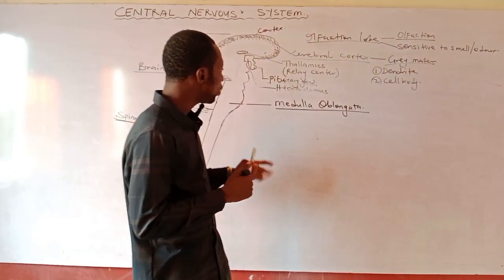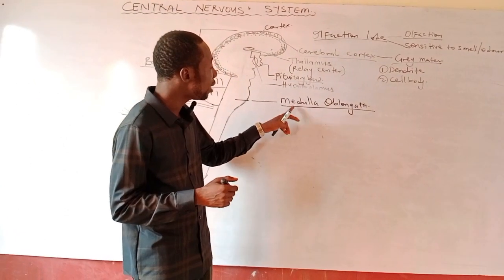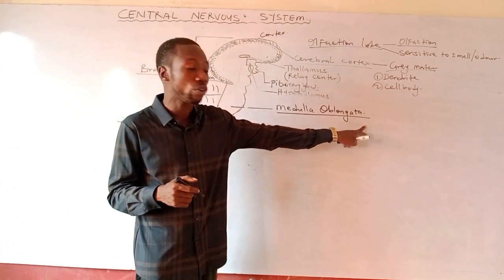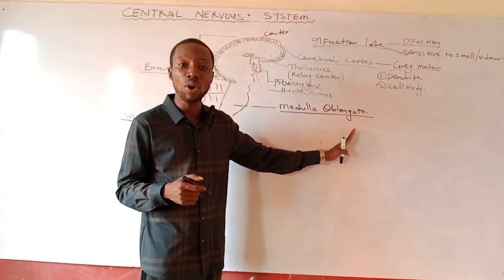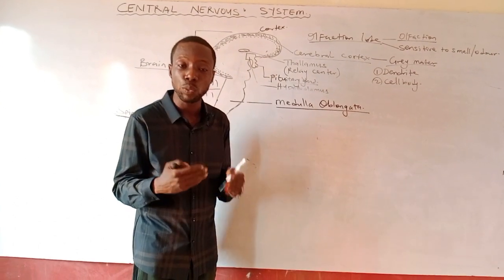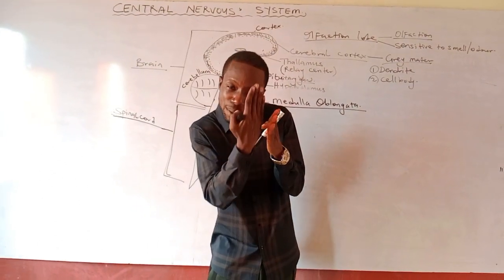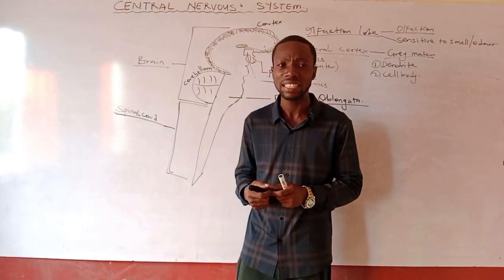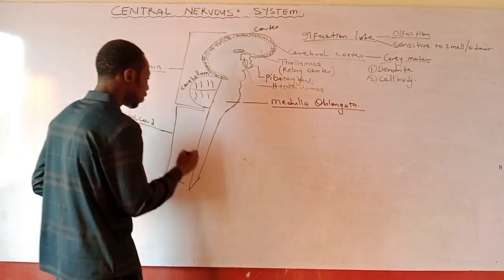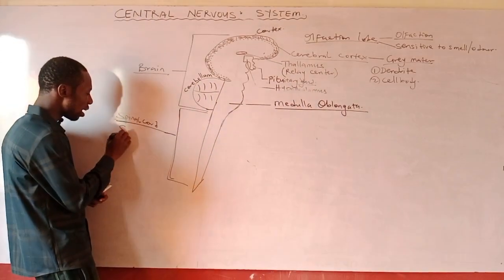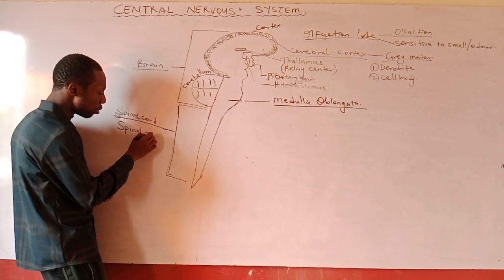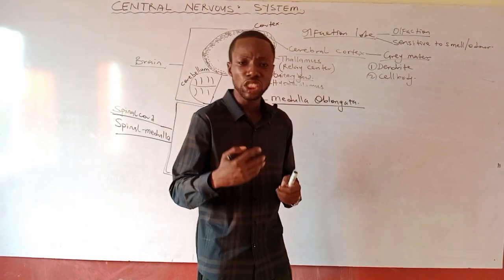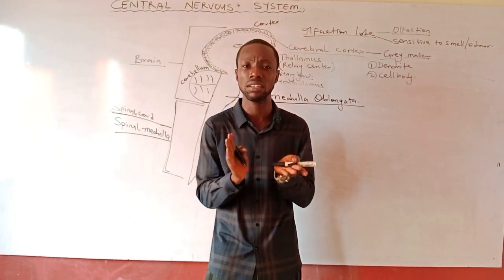Now, the medulla oblongata here is so called as the inner part of the brain. It is medulla, but the shape is oblong, hence the name medulla oblongata. Even the spinal cord, as part of the brain, is at the innermost part. The spinal cord here is also known as the spinal medulla. As the innermost part of the brain, the shape is that of a spine.